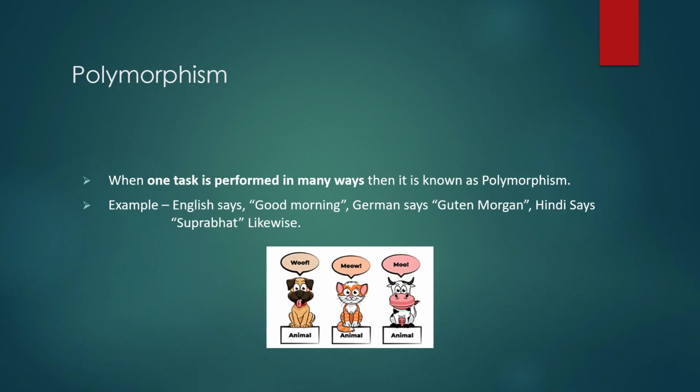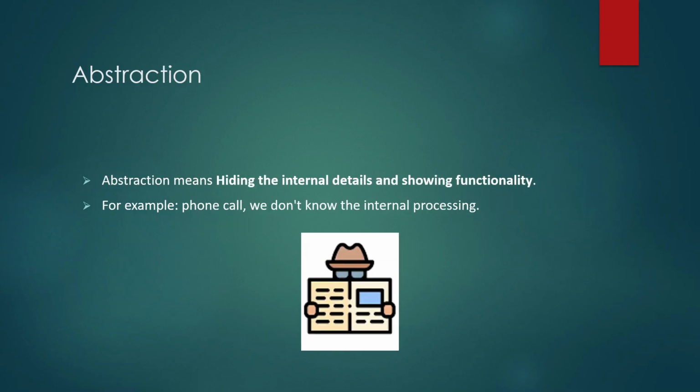When one task is performed in different ways, that is known as polymorphism. For example, to convince a customer differently, or to draw something, for example a shape or rectangle, etc. Or a real-world example: you can say good morning in English, but in German you can say the same thing as Guten Morgen. So the same task has been performed in many ways or many languages. It's an example. The next one is abstraction.